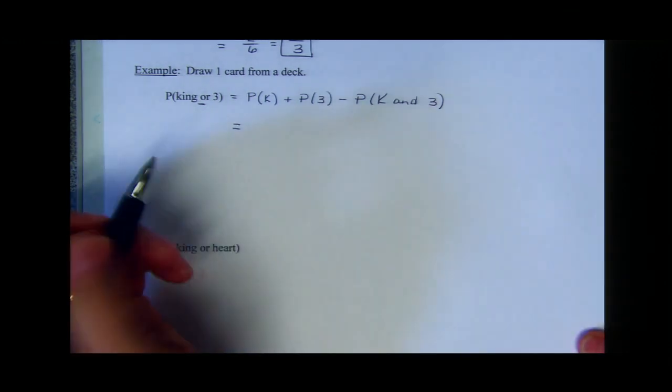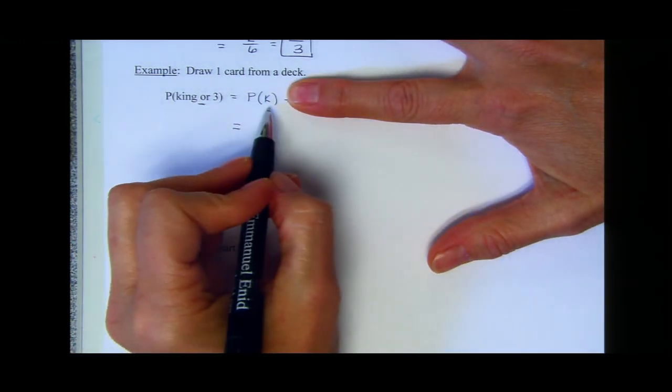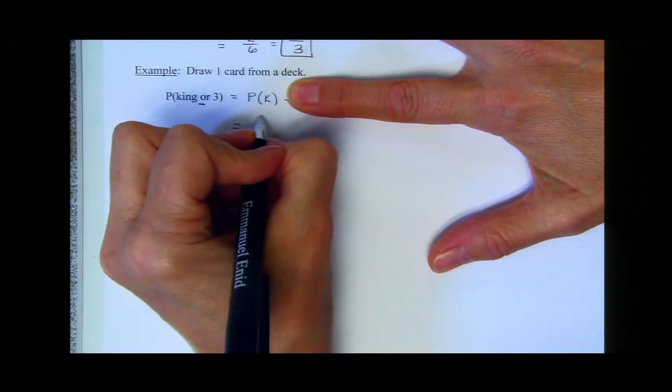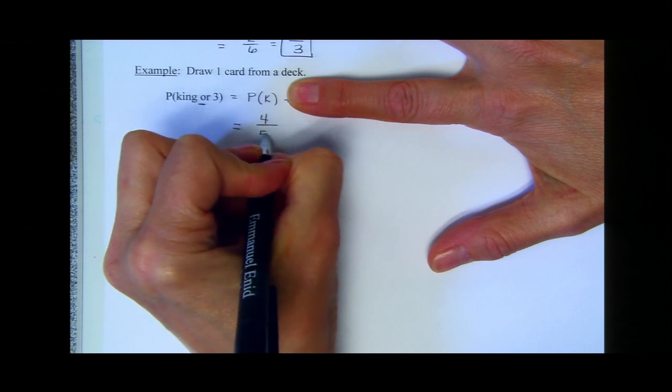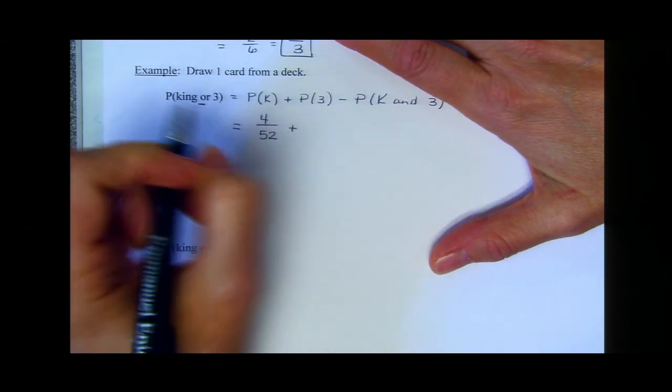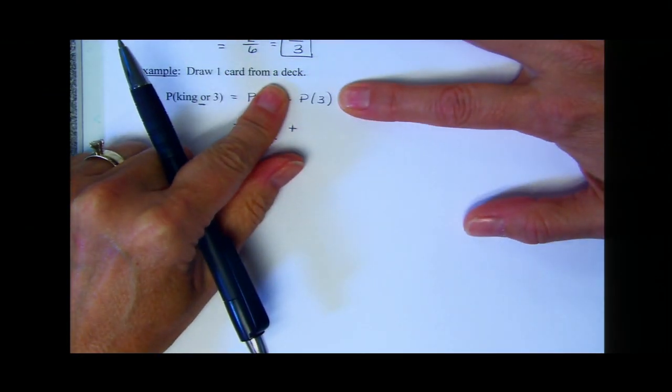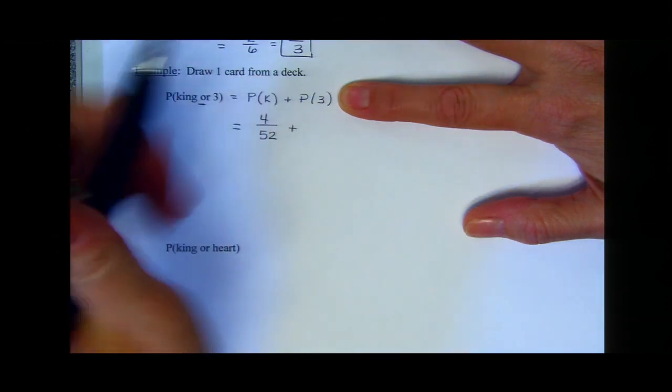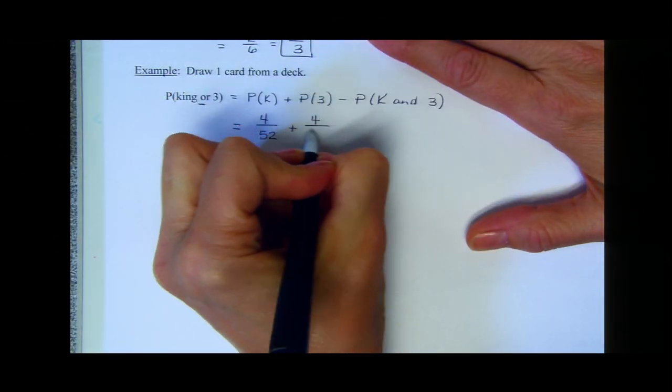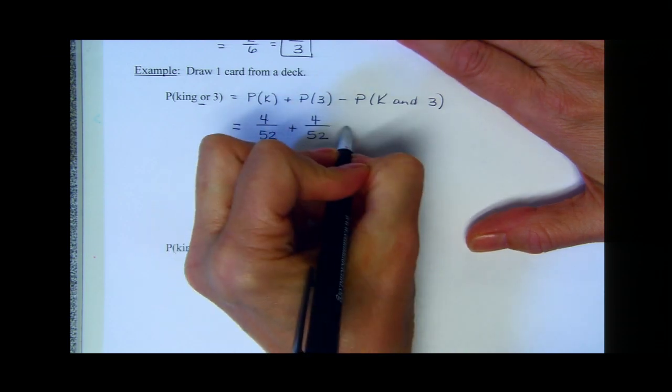All right, so I draw one card. What's the probability I get a king? Well, there's 52 cards. I draw one card. What's the probability that card would have been a 3? Well, 4 out of 52.